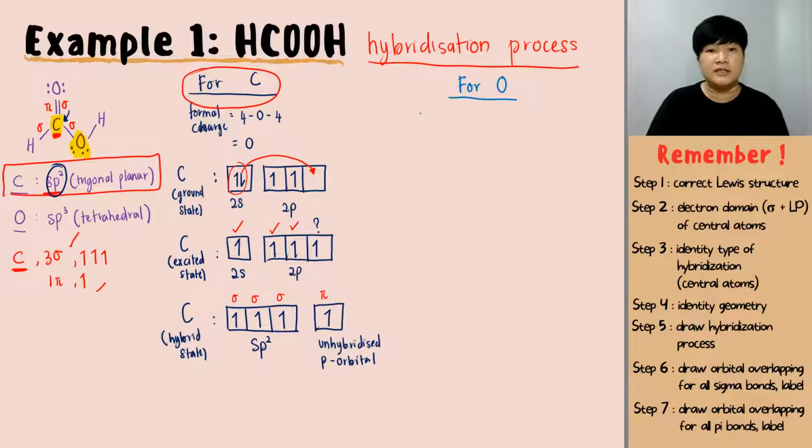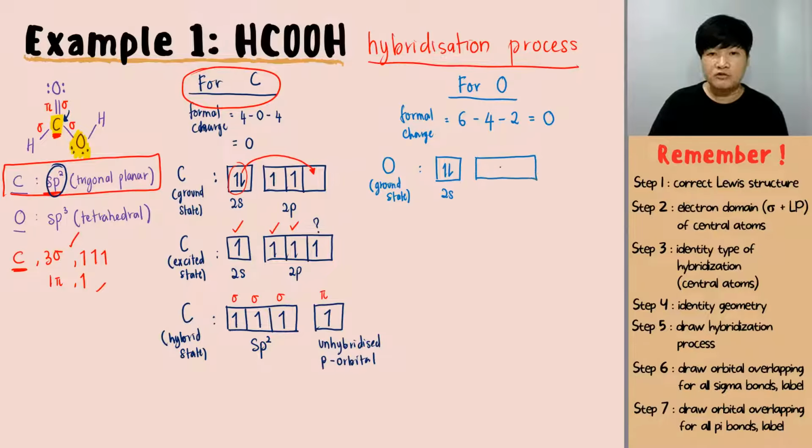For the oxygen central atom, the formal charge will be the valence electron 6 minus the number of electron in lone pair 4 minus number of bonding 2. Therefore, the formal charge calculated is also 0. When the formal charge calculated also 0, which means the ground state of oxygen in this case will have no changes. And as we all know, the valence electron of oxygen is located in 2s2 and also 2p4. Oxygen having 6 valence electron.